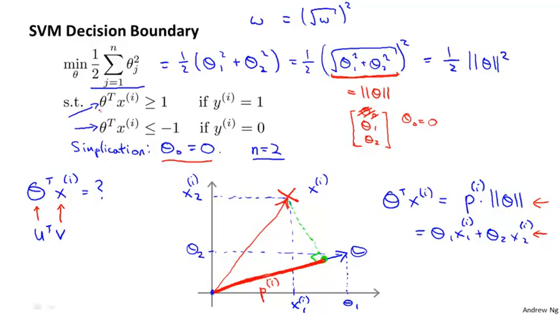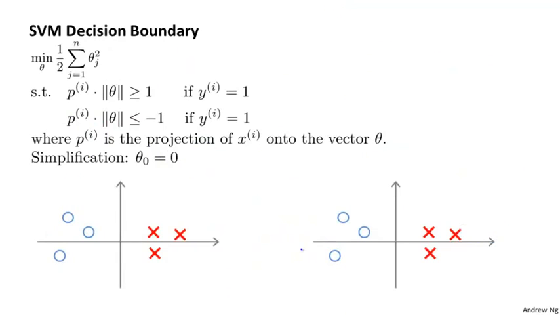What this means is that these constraints, that theta transpose xi be greater than or equal to 1, or less than or equal to minus 1, I can replace with constraints that pi times the norm of theta be greater than or equal to 1, because theta transpose xi is equal to pi times the norm of theta. So writing that into our optimization objective, instead of theta transpose xi, I now have this pi times the norm of theta. And just to remind you, we worked out earlier that this optimization objective can be written as 1/2 times the norm of theta squared.